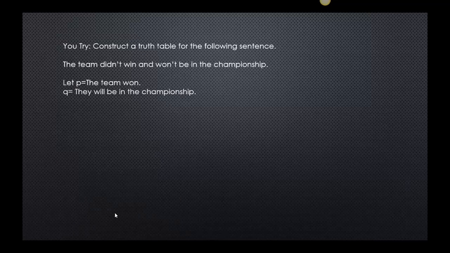All right, I want you to try. Make a truth table for the following sentence. My sentence is, the team didn't win and won't be in the championship. Here I'm going to go ahead and tell you what I want P and Q to be, just so that we all have the same thing. So I decided P will be the team won, and Q will be, they will be in the championship. All right, pause the video for a minute, see if you can set up your columns, put in the truth values, and see what you get in the end.